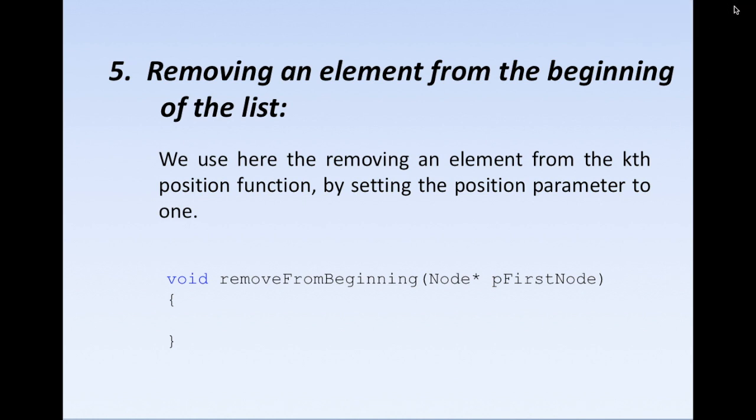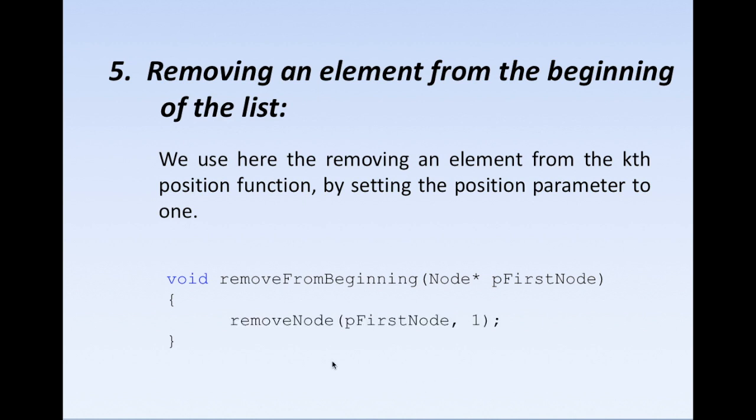Removing an element from the beginning of the list. We're going to call it remove from beginning, and all we need is the pointer to the first node, which is your linked list, because having the pointer to the first node, we can get to any node in the linked list. And we want to remove from the beginning, so we don't have to specify the position.